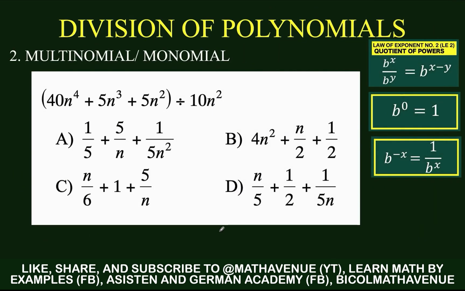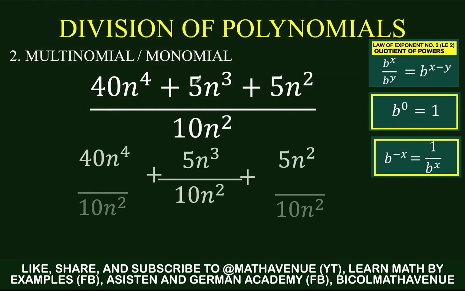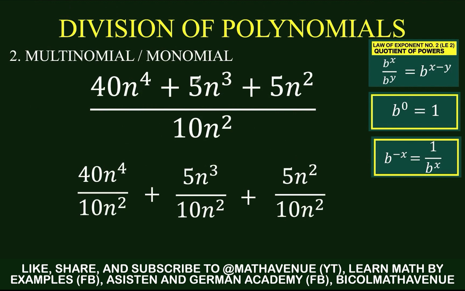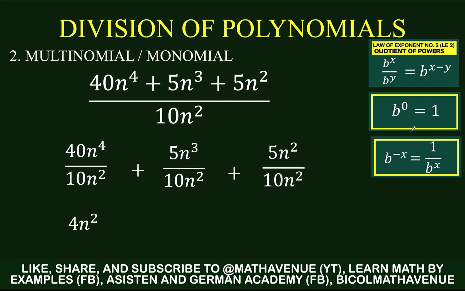Next problem. 40n to the 4th plus 5n cubed plus 5n squared, all divided by 10n squared. Again, this is a multinomial divided by a monomial. So, again, we are going to divide each of the terms of the numerator by the monomial denominator 10n squared. We now have 3 terms here all in all. Then perform the division applying law of exponent number 2. The first term becomes 4n squared because 40 divided by 10 is 4. N to the 4th divided by n squared is n squared.